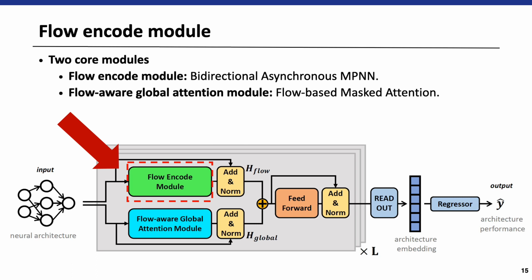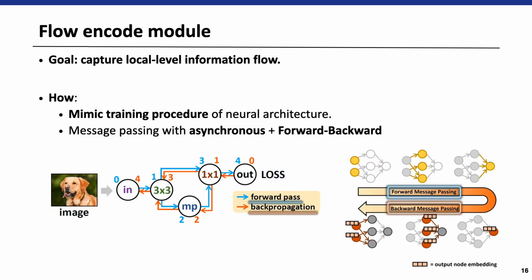The first module is the flow encode module. The goal of the flow encode module is to capture information flow at the local level. To achieve this, the module employs message passing. However, unlike traditional message passing neural networks that perform message passing simultaneously across all node embeddings, this module updates node embeddings asynchronously in a forward-backward sequence. This method is designed to mimic the training procedure of a neural architecture and allows for a more nuanced representation of the dynamics within the architecture.